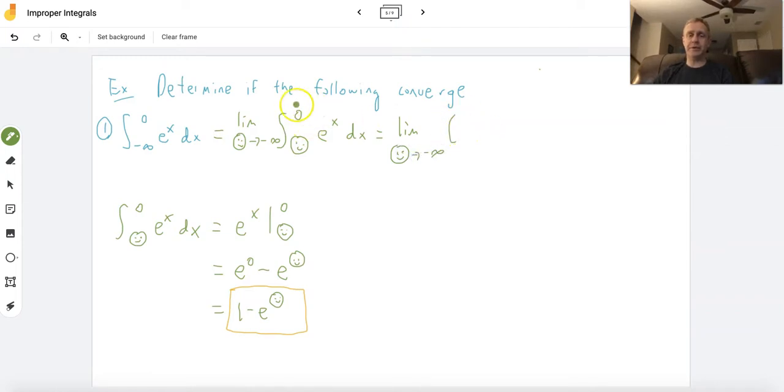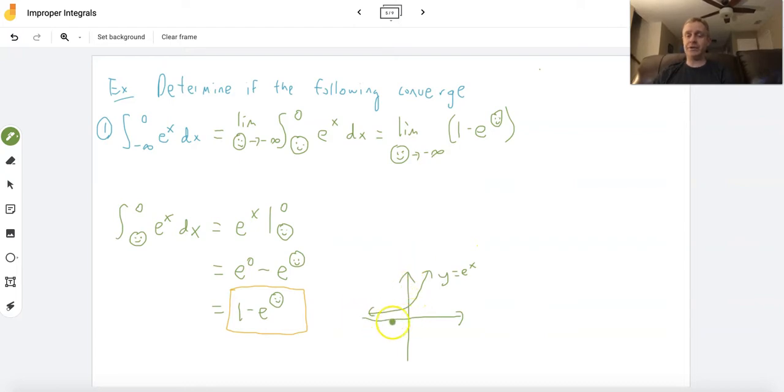And then I will substitute in for this definite integral the value of that definite integral, which is 1 minus e to the Mr. Smiley Face. And so now we have to try to evaluate this particular limit. And there's two ways perhaps to consider exactly what is happening to e to the Mr. Smiley Face as Mr. Smiley Face goes off to negative infinity. One way to evaluate that would be to consider the graph of e to the x, and use that to piece together exactly what's happening as x in particular goes off to negative infinity.